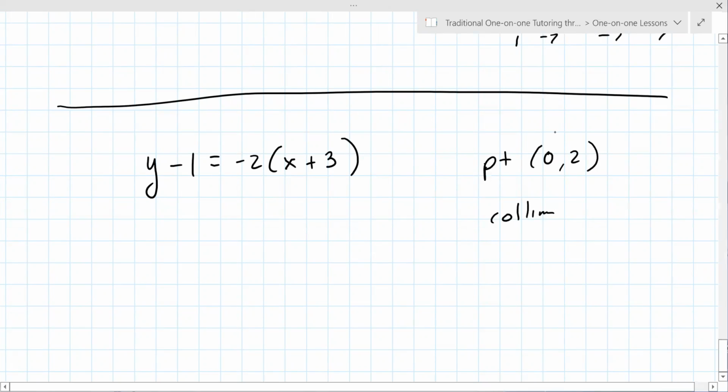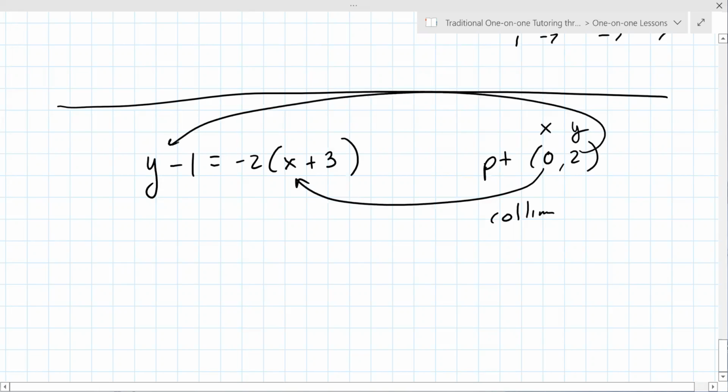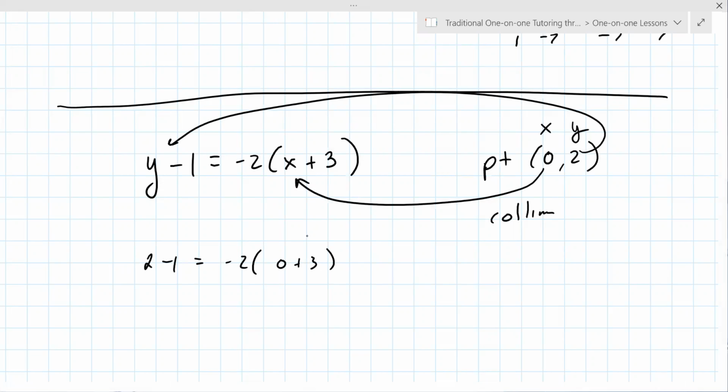What you do is, this is x and this is y. You put 0 in for x and 2 in for y. That would be 2 minus 1 equals -2 times 0 plus 3. You're looking to see if they're the same. So 1 equals 3. They are not collinear. They would be if they equal the same value. Let me see if I can find one that does that.